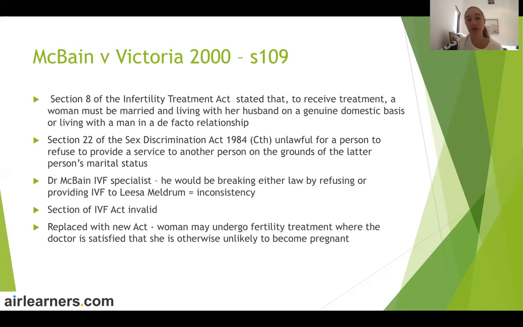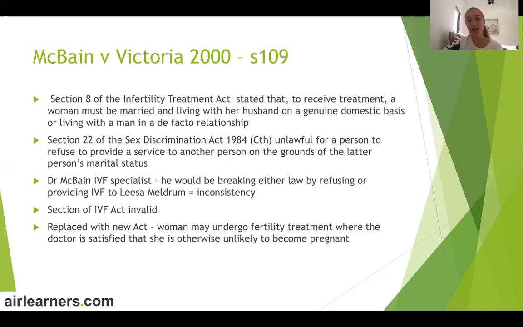And so she wanted to receive IVF treatment, but by providing her with IVF, he was breaking the Victorian law. However, if he refused to provide her with the service, he would be breaking the Commonwealth law, because he was refusing to give her the service on the basis of her marital status. And so this is where an inconsistency arose. And it wasn't so blatantly obvious. It was only once the actual application of the Infertility Treatment Act was carried out, and it's not specific and clear in the wording that these two things would be inconsistent.